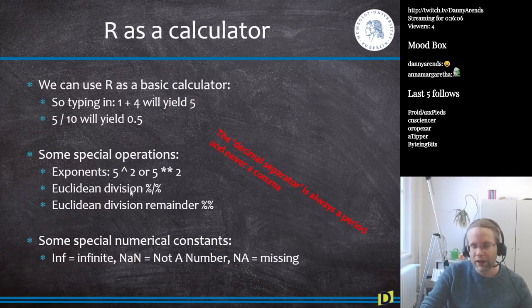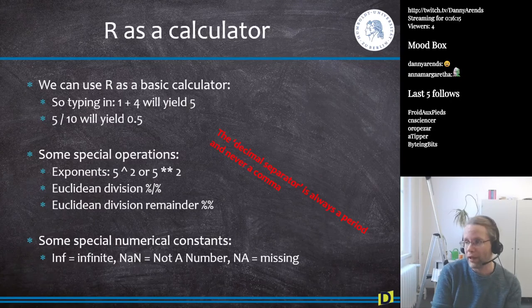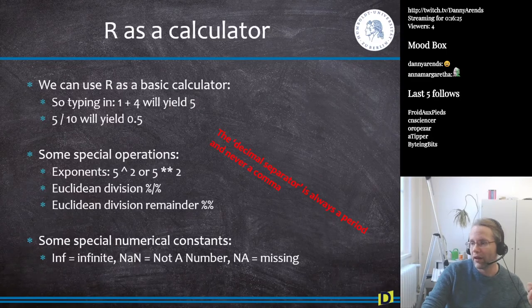You can do the Euclidean division as well. Euclidean division is very important in bioinformatics because it allows you to see how often a number is fully inside of another number and how many remains. So I have an example of that. But in R, there's also a lot of special numerical constants like Inf, which means infinite, NaN, which is not a number, and NA, which stands for a missing value.